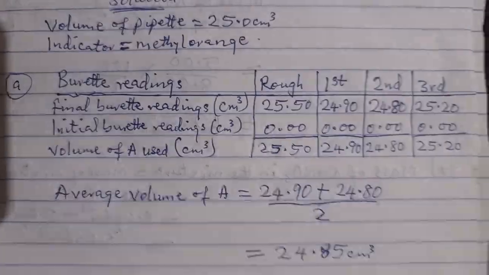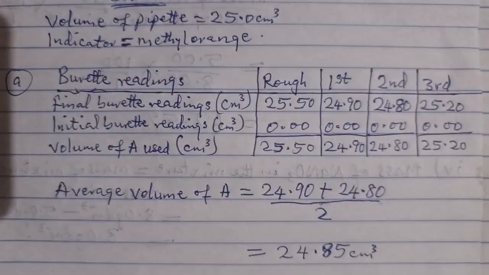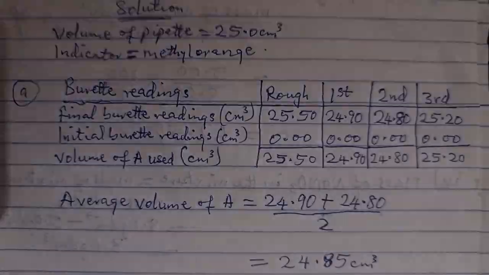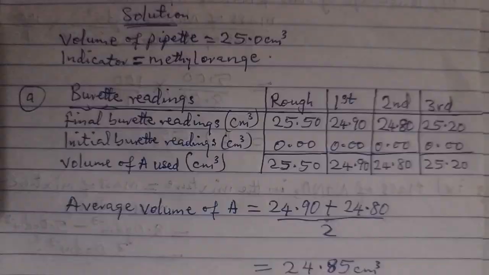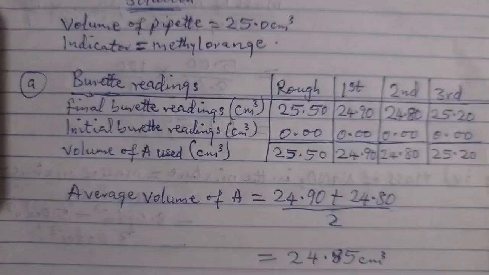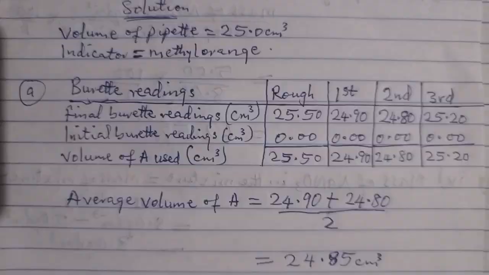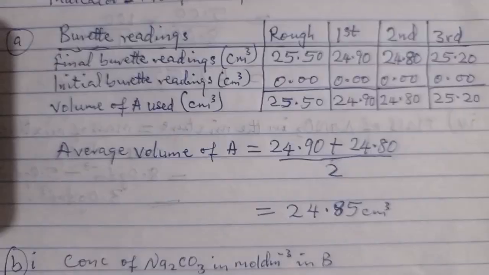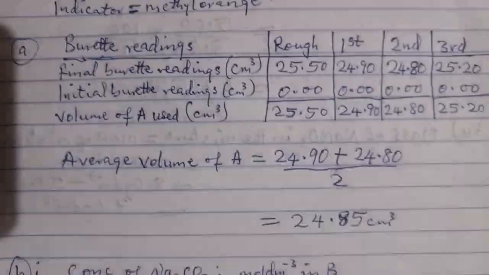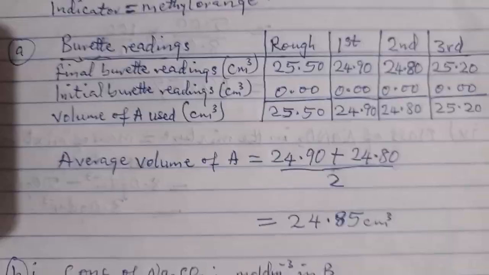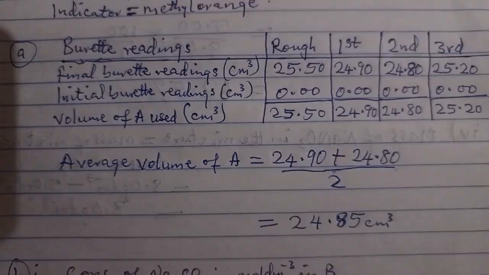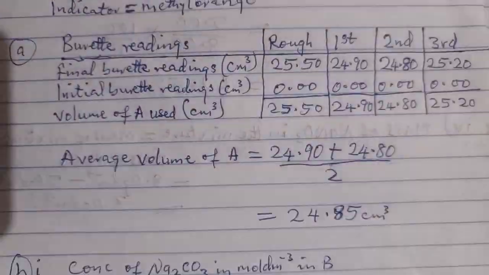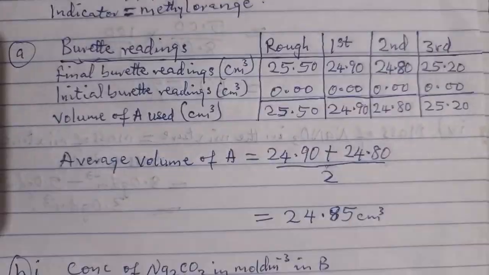Okay, so now the table is given. You have seen the values. You have subtracted your initials from final. If you fail to do that, your examiner will do that for you and will deduct your mark. Then they told you to calculate the average volume of A used. So you can see I'm using two titre values. Some persons may prefer to use three, but if you are using three, be sure that when you subtract the biggest value and the smallest value, you will not have anything more than 0.20. If you have, you are not right.